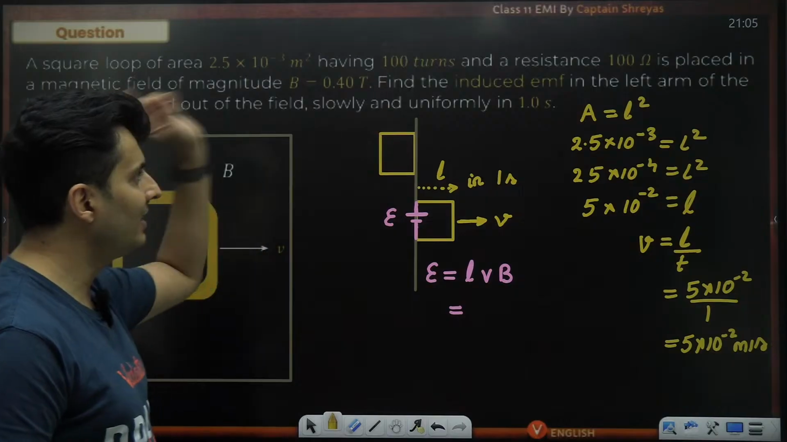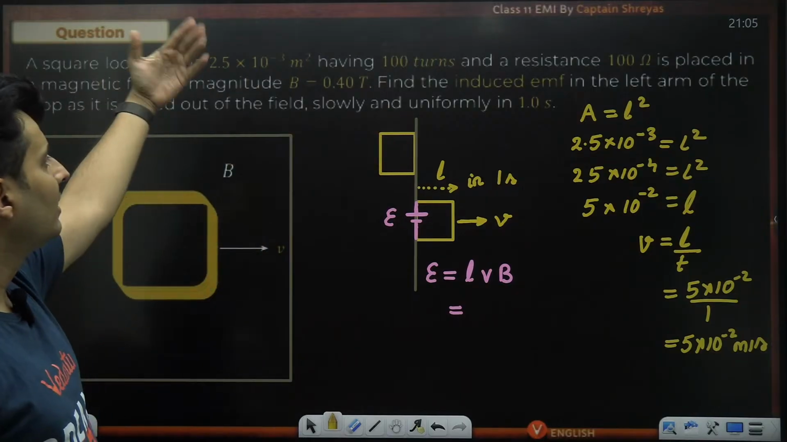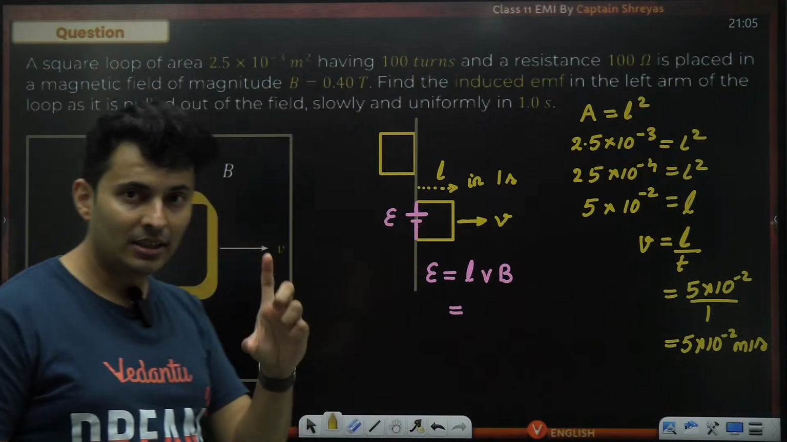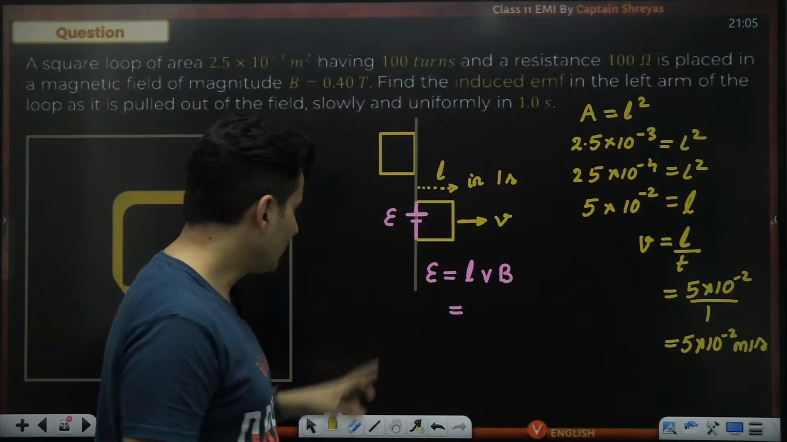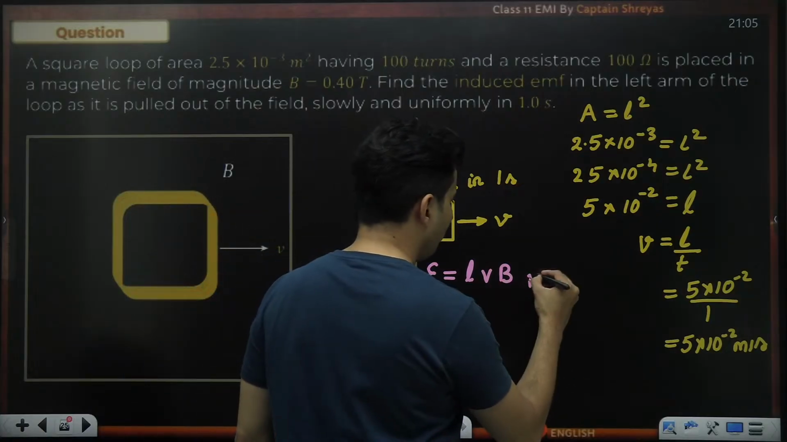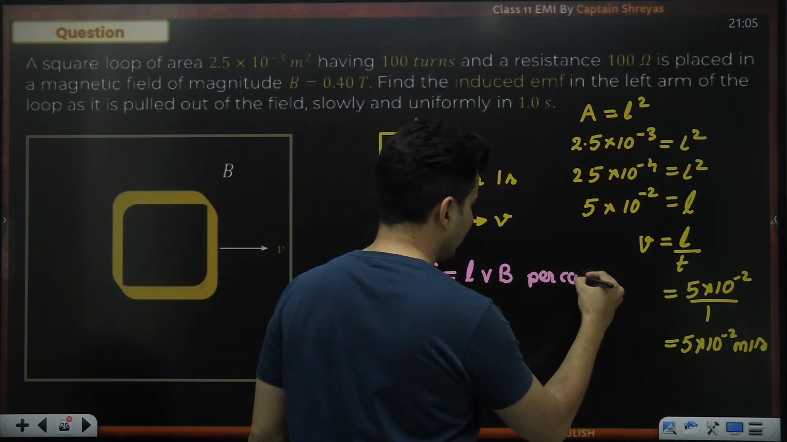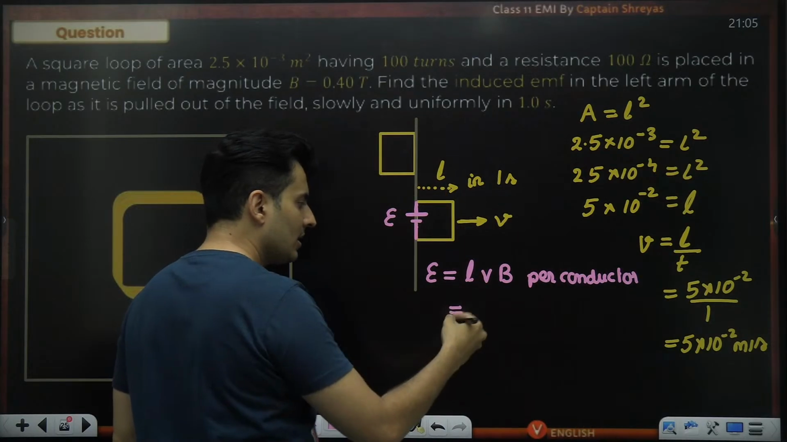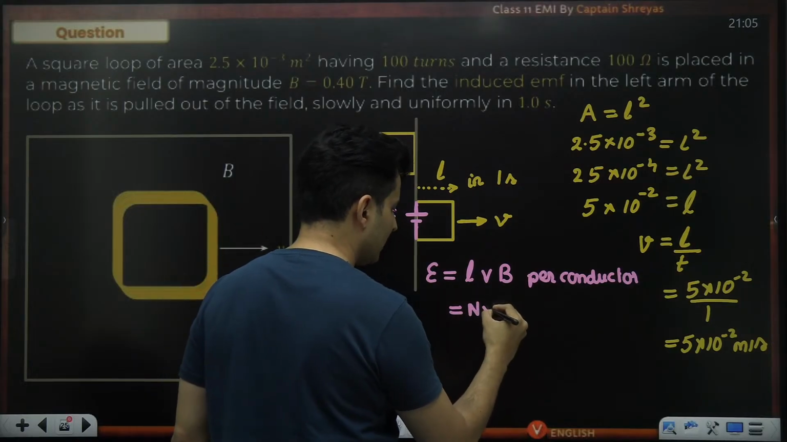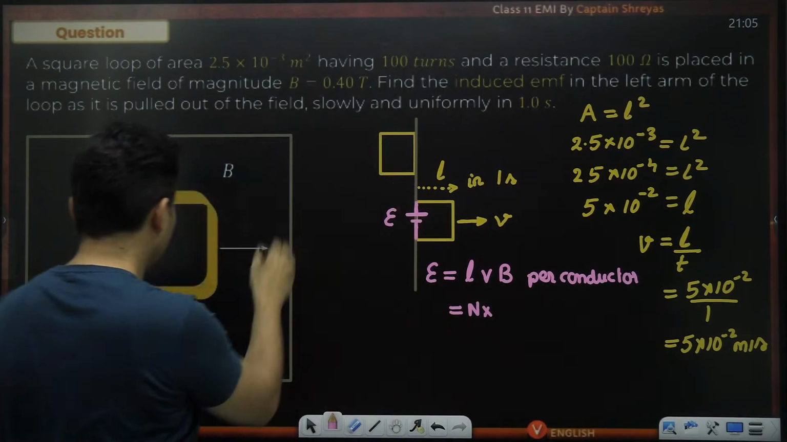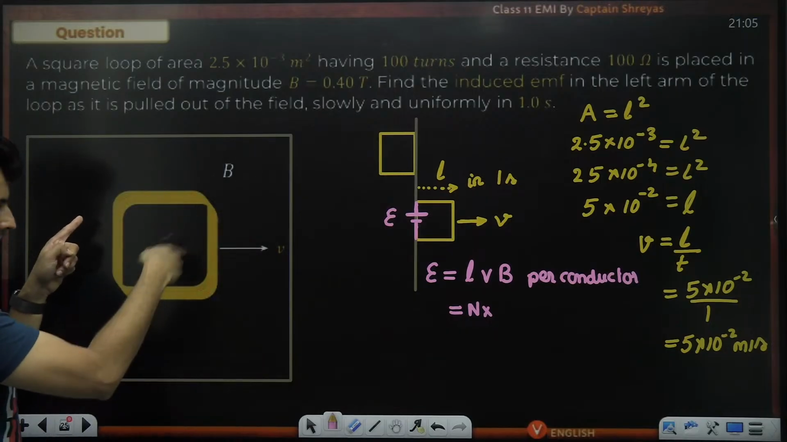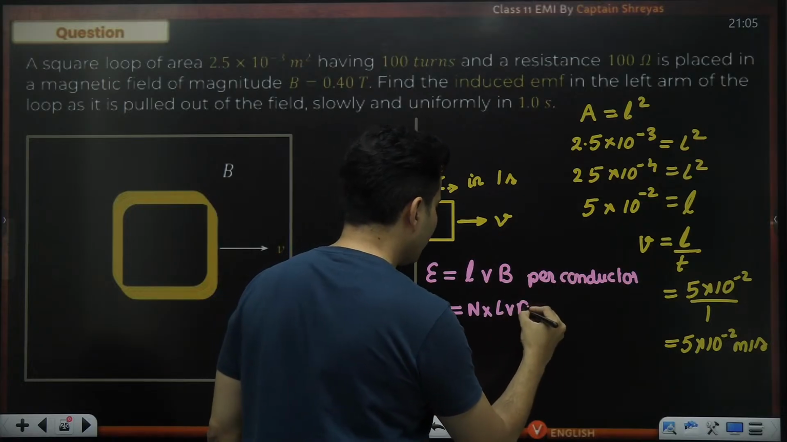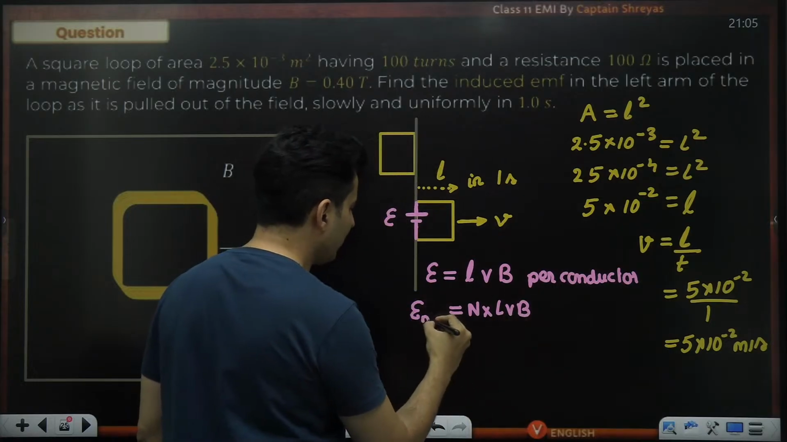This particular loop has 100 turns. Some resistance is also given. Find the induced EMF in the left arm of that particular loop. Each length will produce this EMF, so this is basically per conductor. Remember, there are many turns, so there will be n such conductors lined up because there are turns over here. You can see many such conductors are there because they are all coiled up. So n into LVB will be the net EMF.